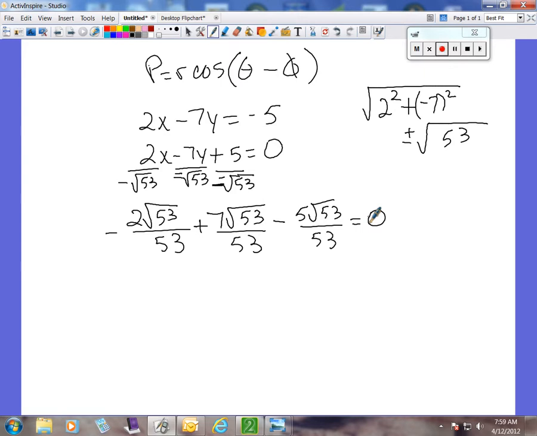So what is our P? Five square root of 53 over 53. How many had that? Okay. Remember, you got to rationalize. So we can write our formula so far. Put that in for P. All we need is our angle, and we have the polar form of that linear equation.